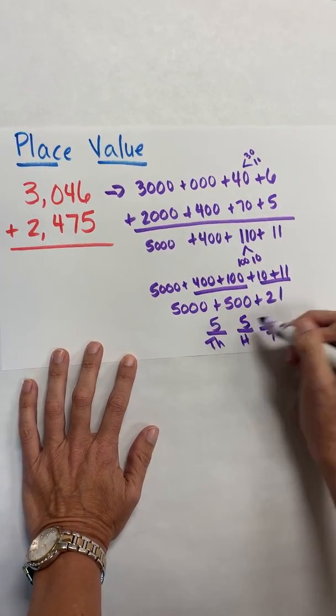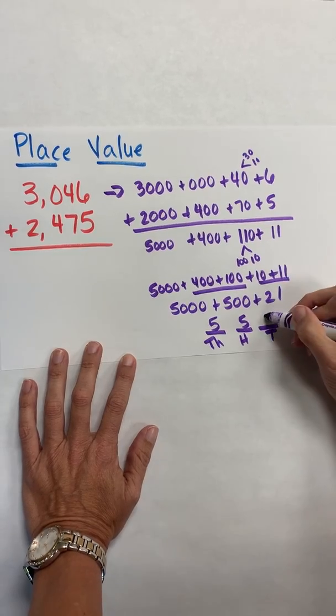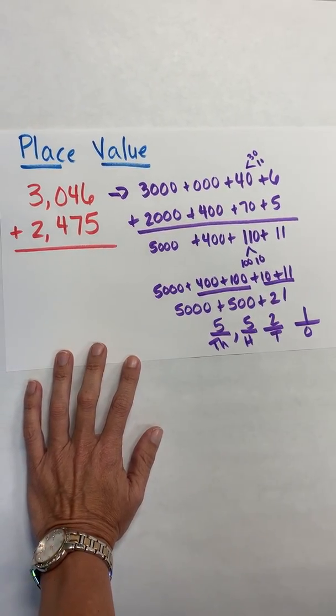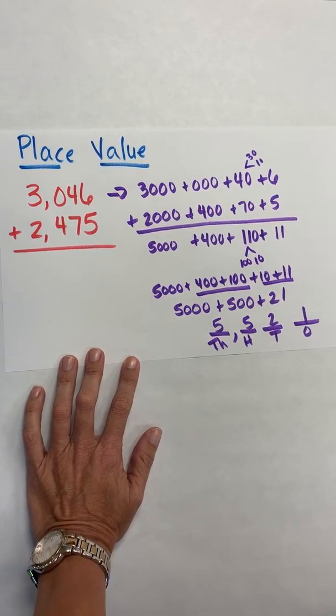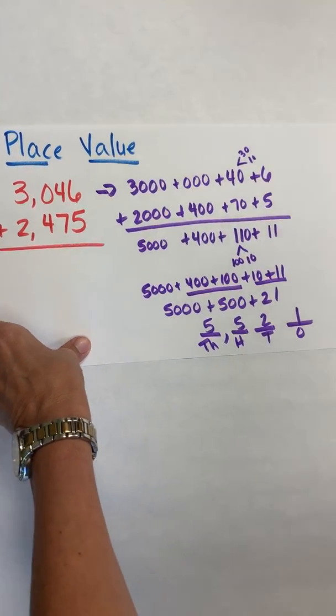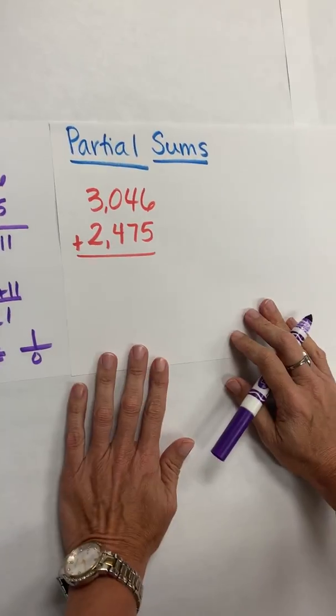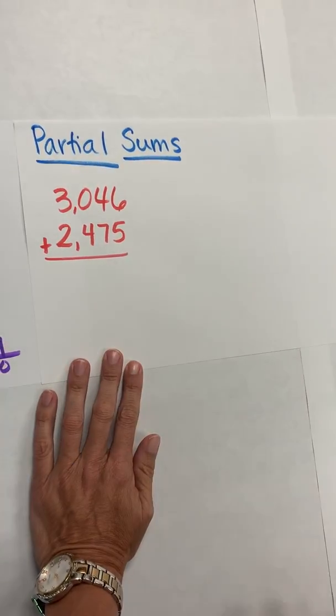500, put my 5 in the hundreds place, and then 21, that's 2 tens, so that's in my tens and my ones. So the sum to that problem would be 5,521. Now, where you would want to move them to next is partial sums. This is going to help connect them and gradually move them to the algorithm.